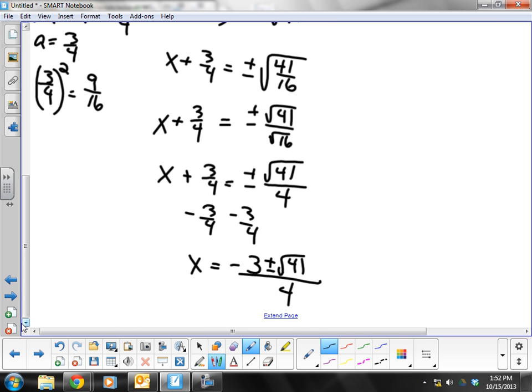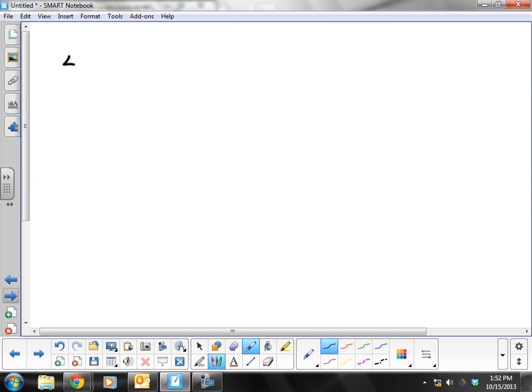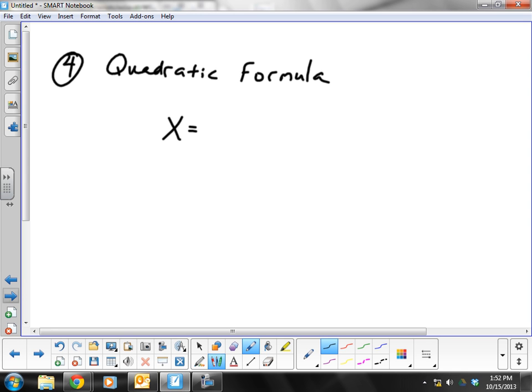Okay. If it were me, my objective 4 is by using the quadratic formula. That's the way I would have done that problem. Because on the quadratic formula, basically all you do is you have to remember where A, B, and C come from.